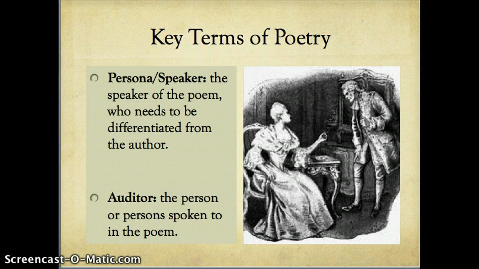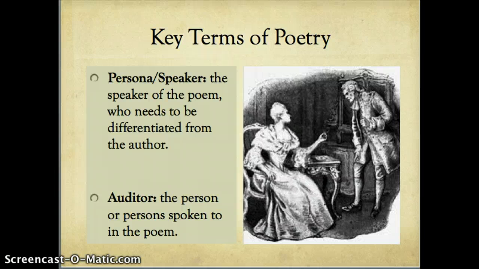So we can start by looking at some of the key terms of poetry. The first two that I want to draw your attention to are the persona or speaker and the auditor. The persona or speaker is just the speaker of the poem, right? In fiction we would call that the narrator, but in a poem we have a persona or a speaker that we differentiate from the author. There's the author of the poem who is writing the words, and then they might create a persona or person who they see as reading this poem. And you have to differentiate between those two.